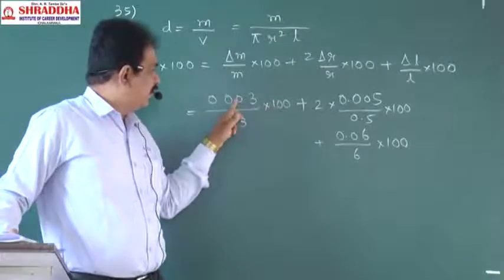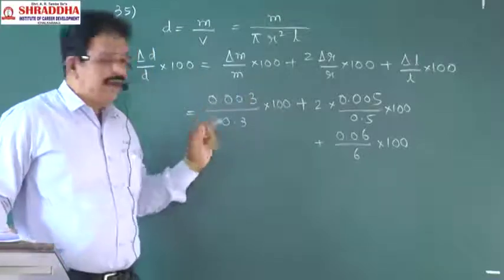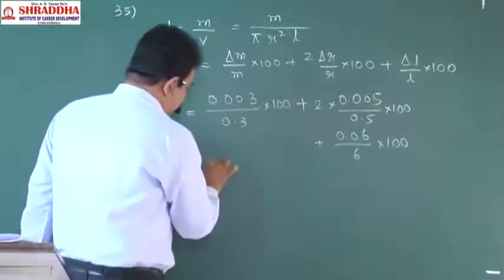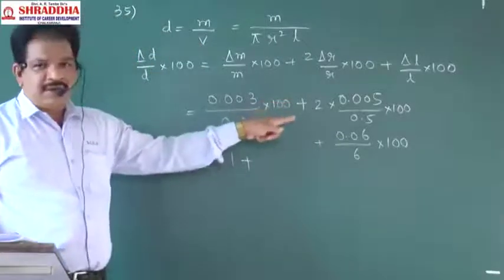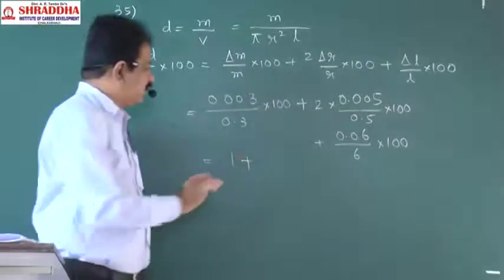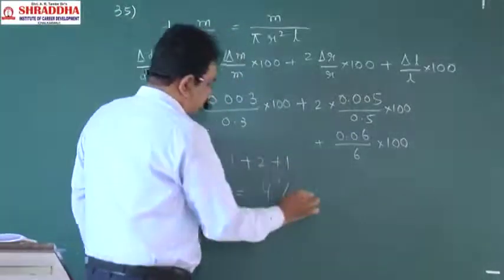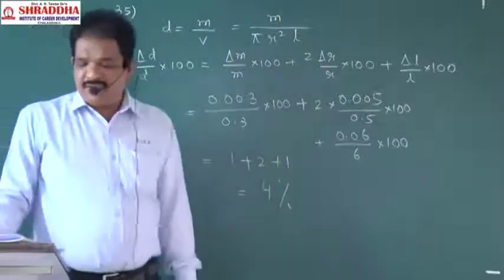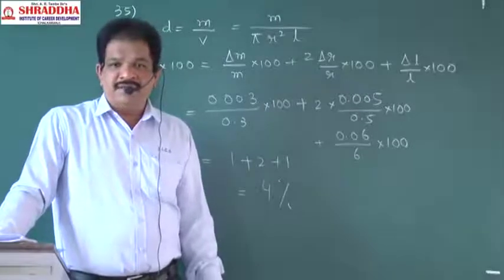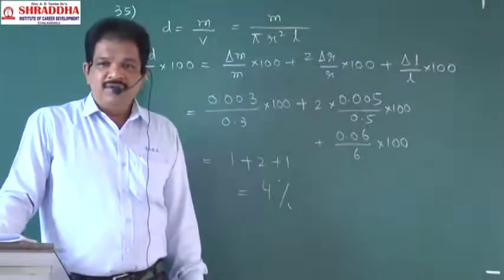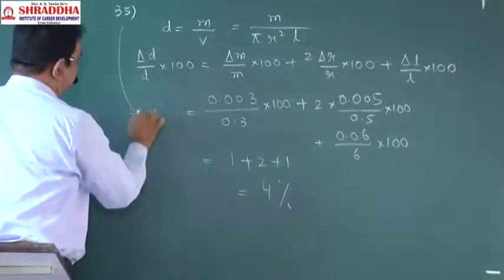So if you multiply with 100, this becomes 0.3 by 0.3. This value will be 1. That is also 0.5 by 0.5 cancels, 2. Here this will be 1. Totally this value will be 4%. So the maximum percentage error will be 4%. So 35 it will be option 8.